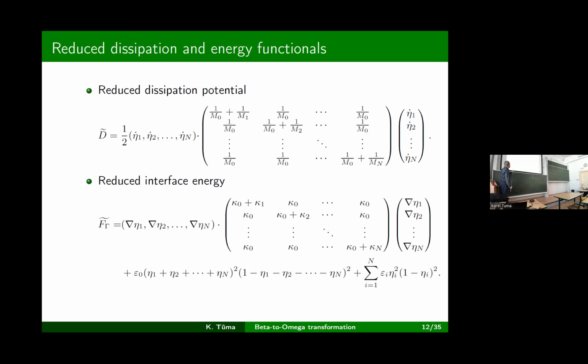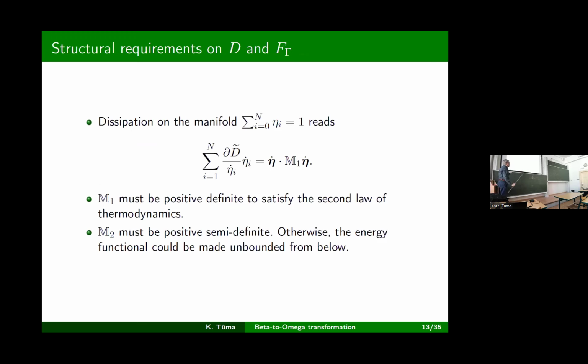Similarly, we want that the interface energy is bounded from below. So it does not go to minus infinity. And if this matrix would be negative definite, we could easily go to minus infinity because we can scale in space the gradient terms. So it says that also the other matrix, here it has to be positive semi-definite.